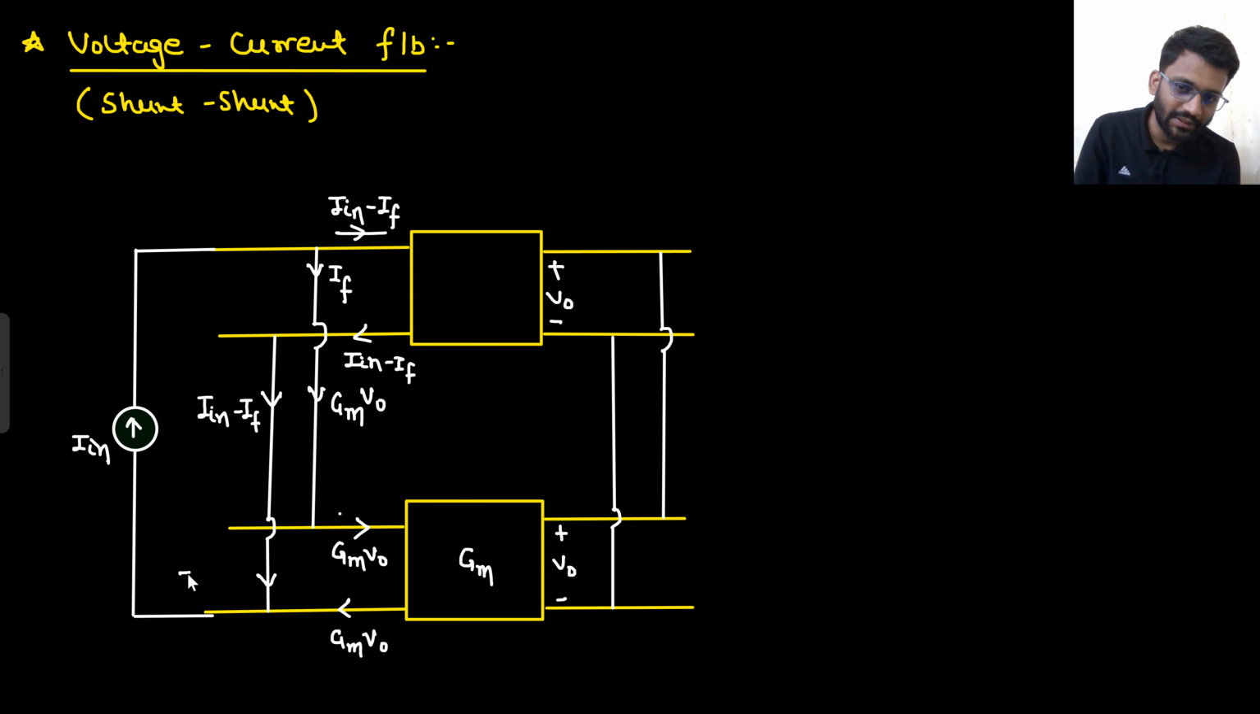So from here, what is the current coming? I in minus GMV naught. So I in minus GMV naught plus GMV naught would be I in current only. So this is the I in current only. Say yes or no. Are you able to understand the complete connections?